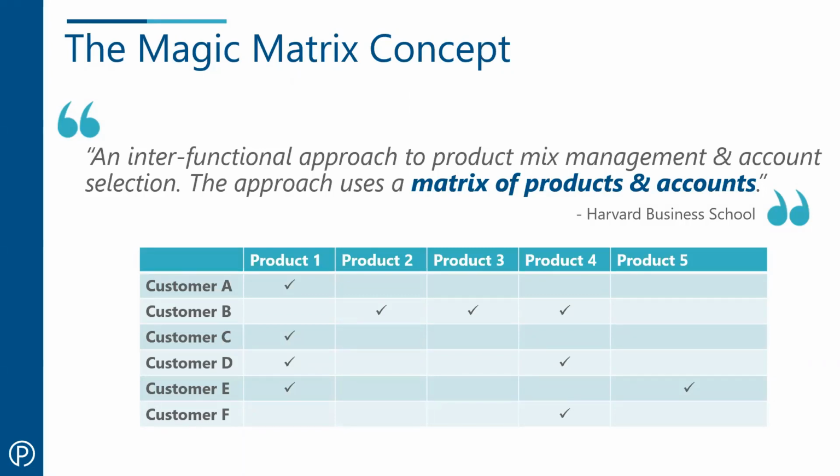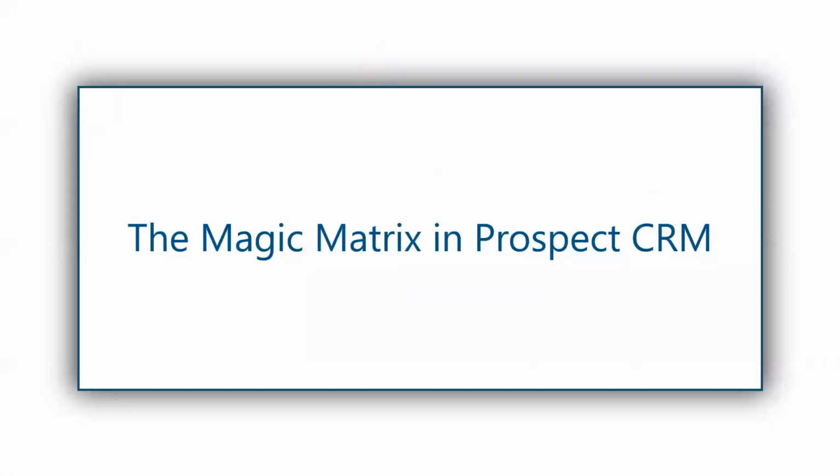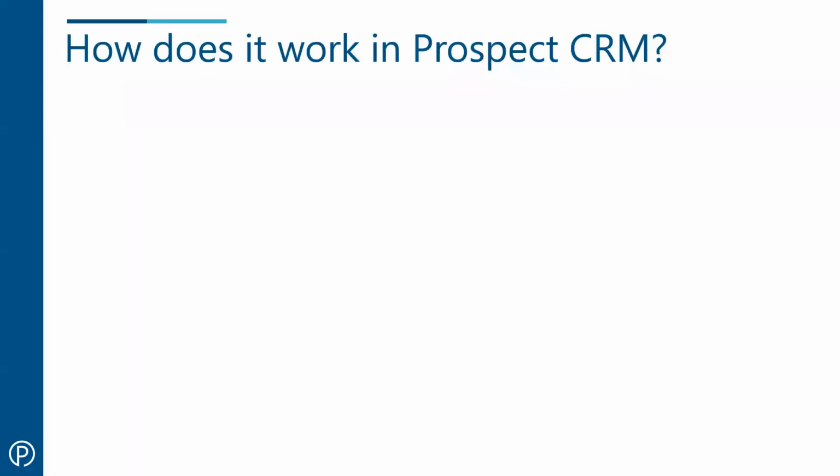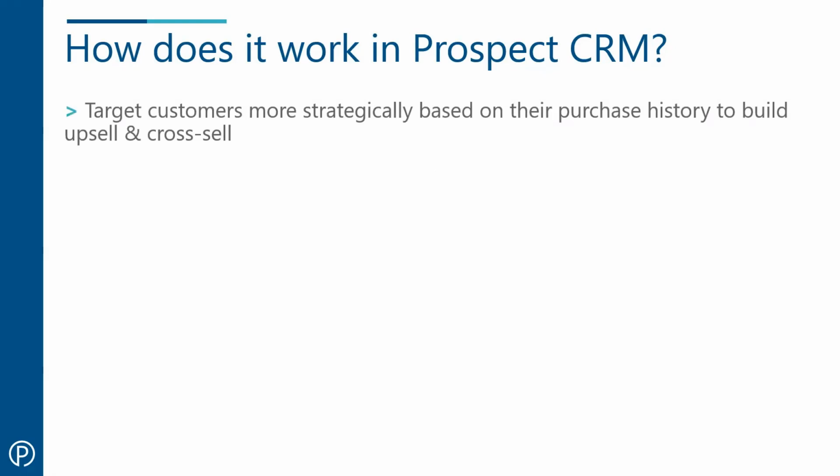Now, in terms of how that works in real life, for most of you who run wholesale and distribution businesses, to list all your products across that x-axis would just be impossible. It would be a massive grid. So we condense that down to product categories. And so the magic matrix in ProspectSoft, how does it work? The intention is that you can target customers more strategically based on their purchase history and then build upsell and cross-sell. We're doing this by a grid of categories and customers rather than products.